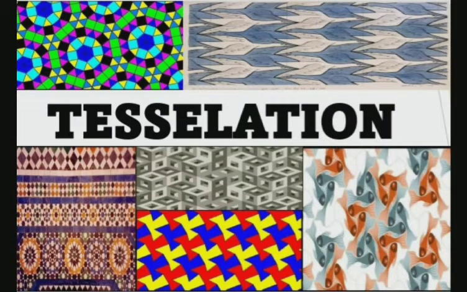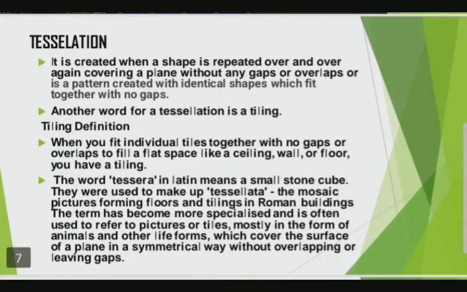Tessellation. So what is tessellation? Tessellation is created when a shape is repeated over and over again, covering a plane without any gaps or overlaps, or is a pattern created with identical shapes which fit together with no gaps. In other words, tessellation is a tiling. Tiling is when you fit individual tiles together with no gaps or overlaps to fill a flat space like a ceiling, wall, or floor.